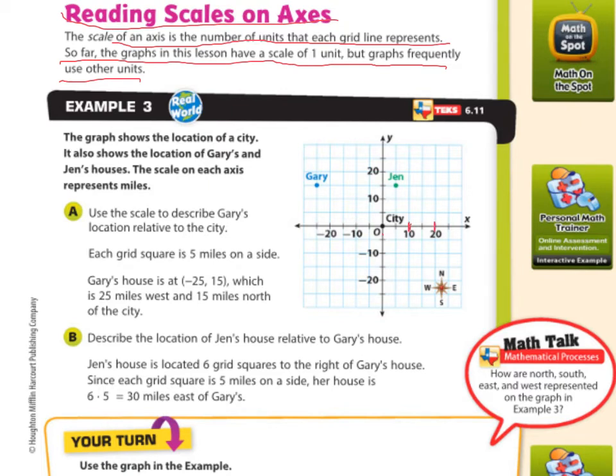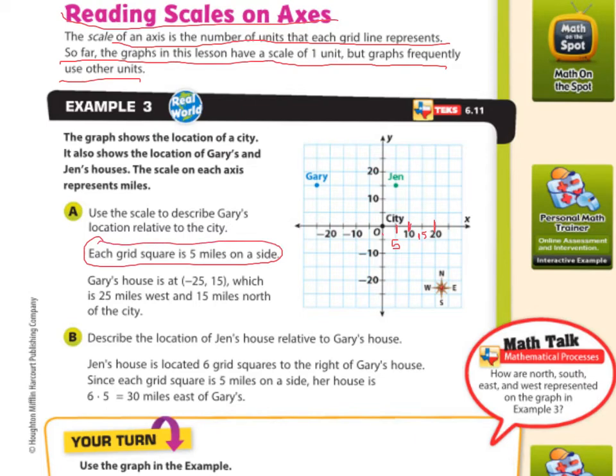That means that the line in between 0 and 10 would be what? That would be 5. And what would be in between 10 and 20? That would be 15. And then they're counting by the same thing on the y-axis. They're counting by 5s. So it says each grid square is 5 miles on a side.